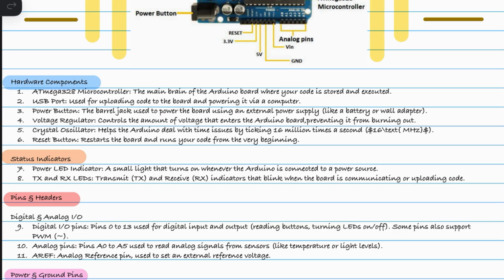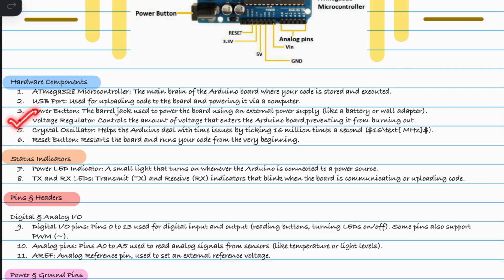When you deploy your completed IoT project into the field, like a smart irrigation system, you can't leave it plugged into your laptop, right? So there is a barrel jack, or power input, that allows you to power the board independently using an external power supply.